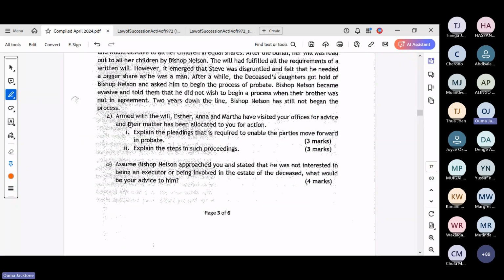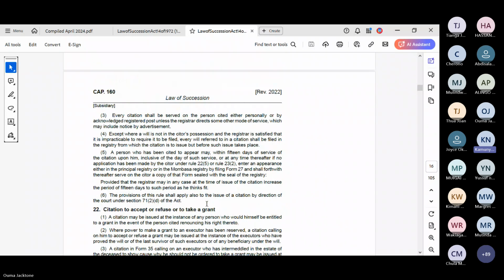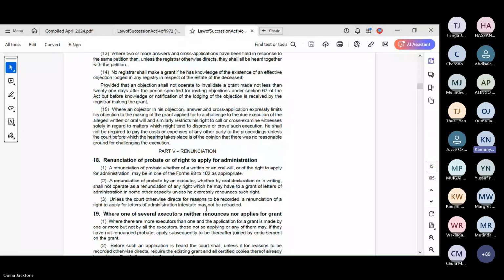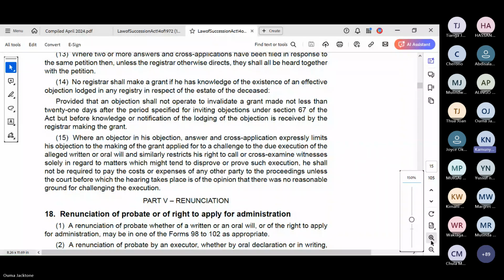Yes, Kamunyu. So he should file a renunciation document, and the regulation you guided us to, 21. What do you mean 21? Rule 21 of the Law of Succession Act. Stop playing. Rule 21 is citation. I think it was 22, right? Yeah, 22, citation. There's nothing called denunciation. Renunciation document. Renunciation. Okay.